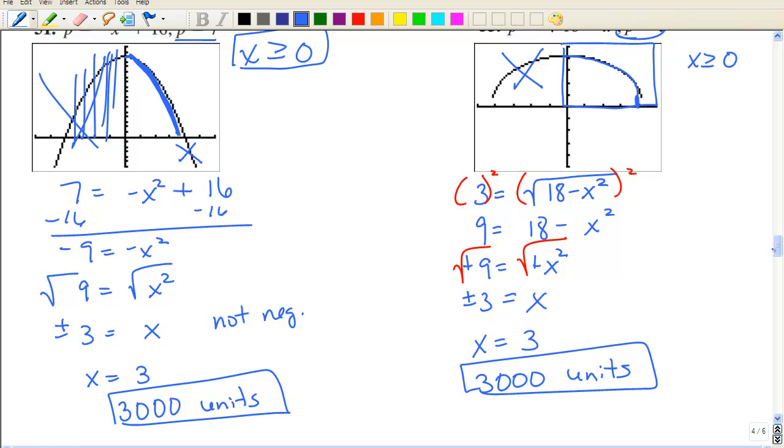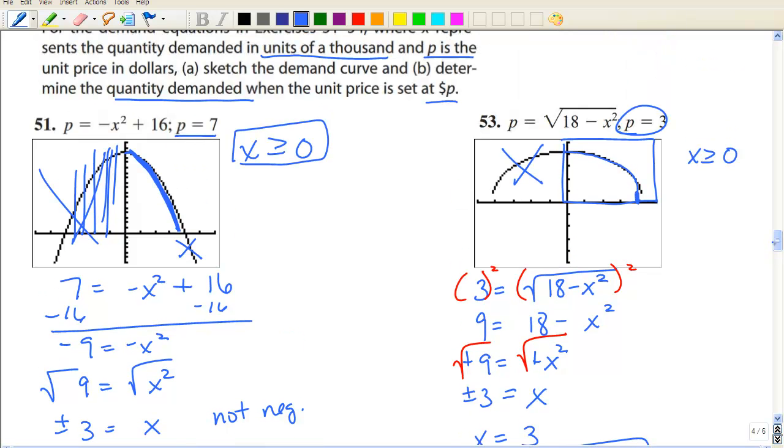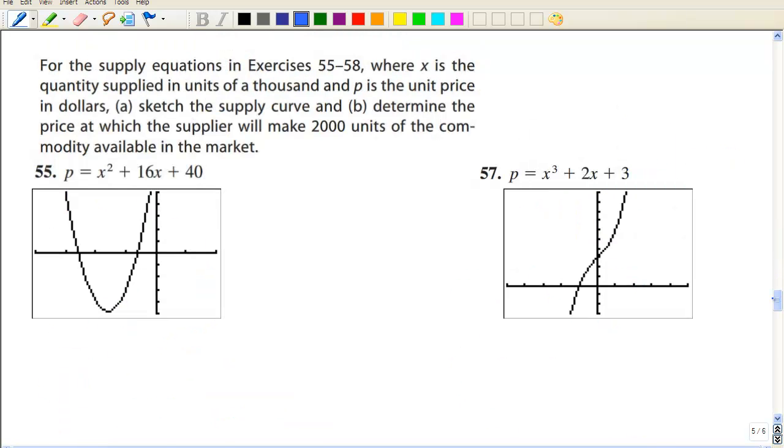So don't really worry about the graphing part on the homework. I just wanted to show you what these look like. That's not something I would test you over, but I would ask you to be able to solve for x. All right, so now we have supply equations. Okay, and again, x is the quantity supplied in units, and p is the price. So again, I have sketched these curves with a graphing calculator.